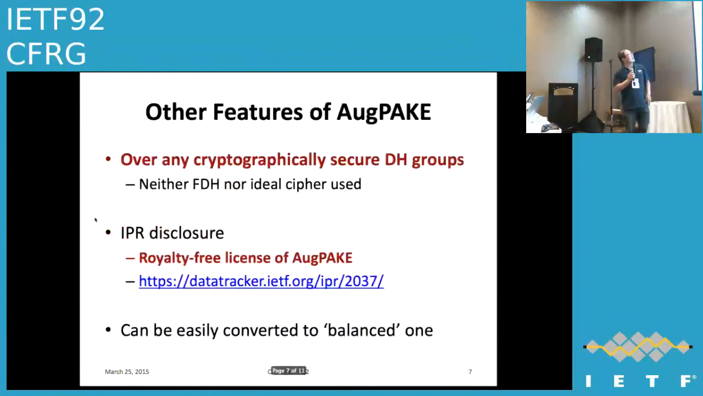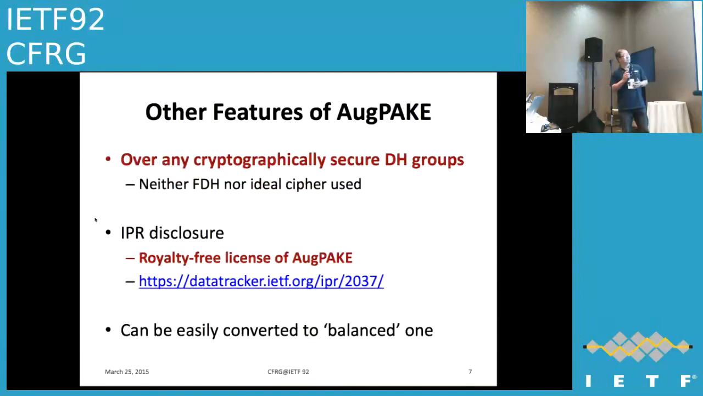Yes, next please. As a feature of OPAKE, it can be implemented over any cryptographically secure groups. Actually, OPAKE doesn't require any full-domain hash or ideal cipher in its construction. And also, OPAKE can be used royalty free. If you're interested, you can see the IPR disclosure. OPAKE can be easily converted to a balanced one by stripping off some functionalities that were used to provide resistance to server compromise.